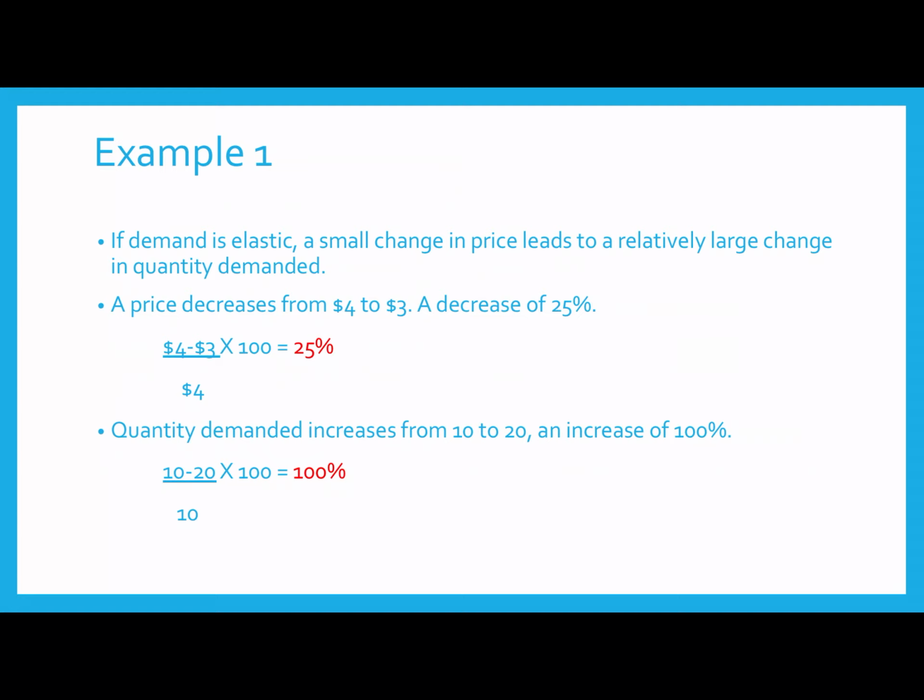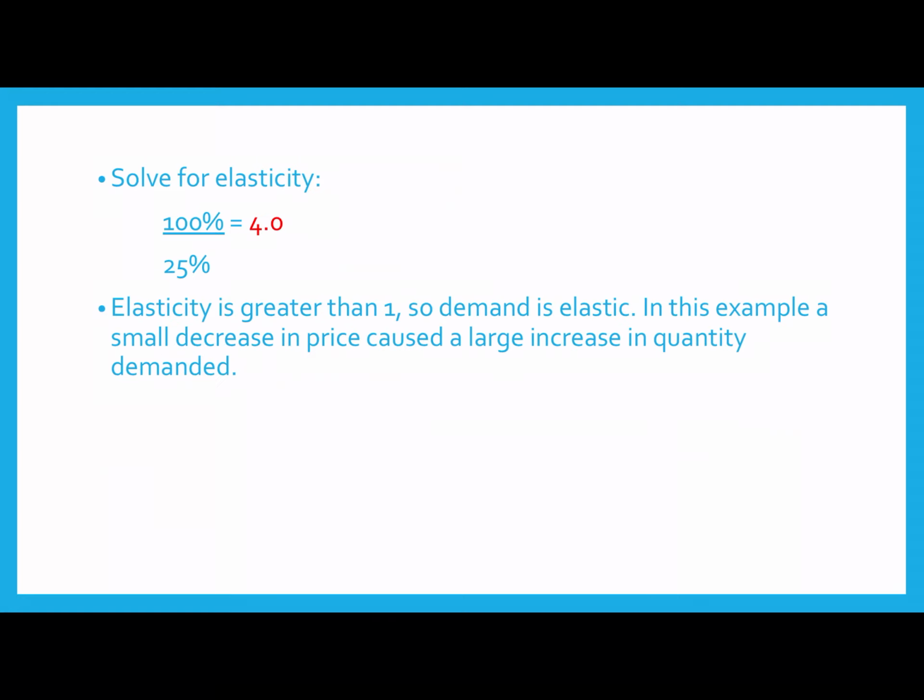Then next we have to calculate the percentage change in quantity demanded. So in this scenario, quantity demanded increases from 10 to 20, which is an increase of 100%. So we take again the original number 10 minus the new number 20, divided by the original number 10, times 100. That gives 100%.